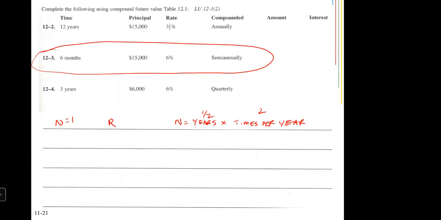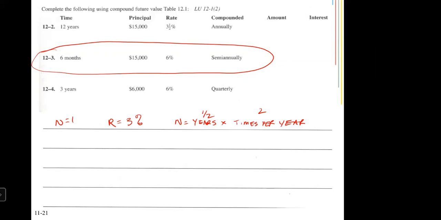And then the rate per period is how much in this case for 12-3? Would it be half of the 6? Half of the 6, which would be equal to 3%. So you would go on your table and look for 1 at 3%.